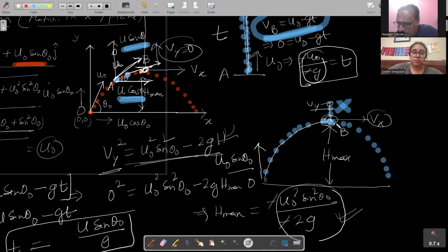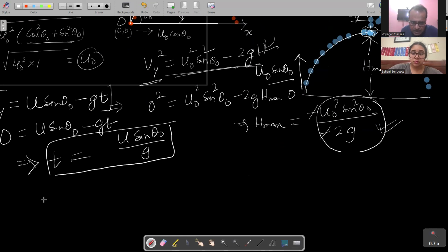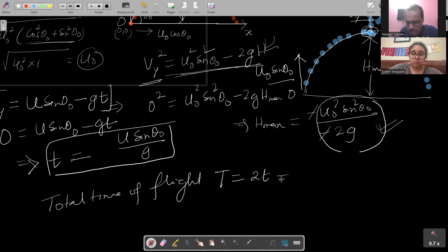Then what is the time to reach from this particular point to the ground? Same, that is u0 sine theta 0 by g. So this is the total time of flight taken by the particle. That means the particle has reached from this point to this point, and again it has come back to this point. So the total time of flight, capital T, is equal to 2t, and that is equal to 2 into u into sine of theta 0 by g.